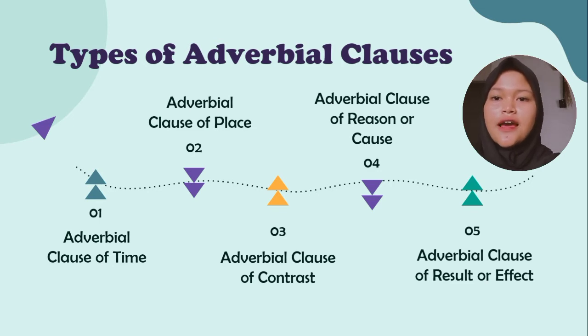Second, adverbial clause of place. The conjunctions are where, wherever, everywhere, and so on. For example, wherever you go, I will accompany you. Third, adverbial clause of contrast. The conjunctions are even though, although, though. For example, I will go to swim although the weather is cold.